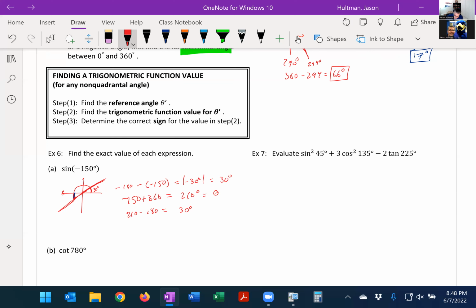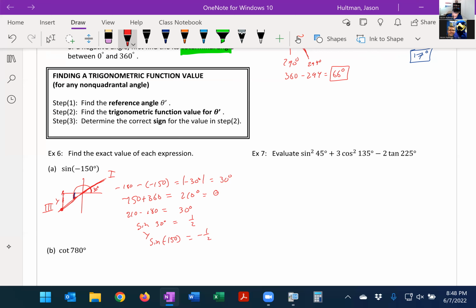So now I want to know, what's the sine of 30 degrees? Well, from our previous section, we knew that the sine of 30 degrees was equal to 1/2. But that's not the answer, because 1/2 is what it would be in quadrant 1. What are the sine values in quadrant 3? Well, the sine is the y value, and everything is negative in quadrant 3. In quadrant 3, all the y values are negative, and so are all the x values. And so the sine of negative 150 is equal to negative 1/2.